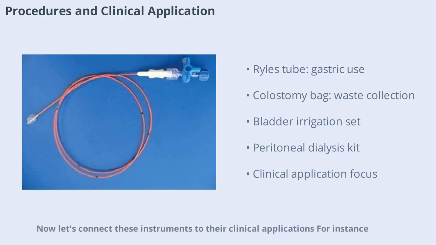Now let's connect these instruments to their clinical applications. For instance, a Ryle's tube is used for gastric lavage or feeding, while a colostomy bag collects waste after bowel surgery. Understanding not just the appearance but also the purpose of each item is key. We'll also touch on procedures like peritoneal dialysis and bladder irrigation, which require specific sets and careful technique.